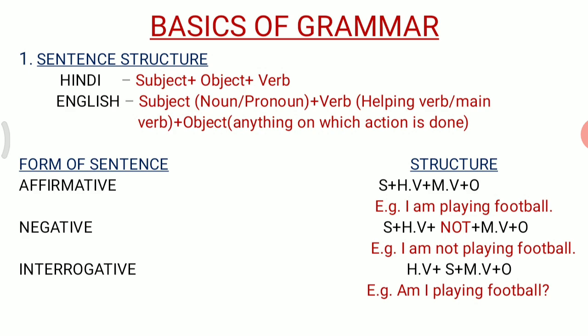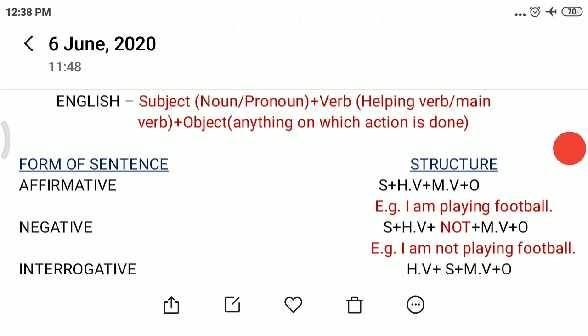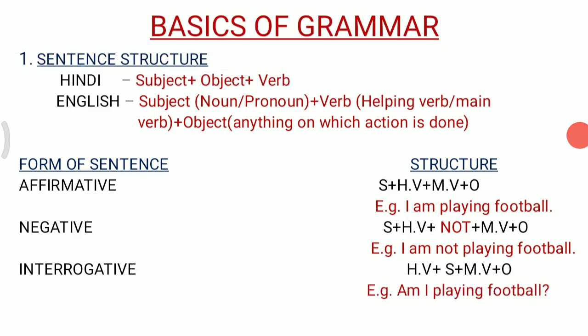When you look at your Hindi sentence structure, it is subject plus object plus verb. मैं football खेलता हूँ. So here in Hindi we use subject मैं, football as an object and खेलता हूँ at the end. That is your action, that is your verb. But in English it is altogether different. So our sentence structure is subject plus verb plus object.